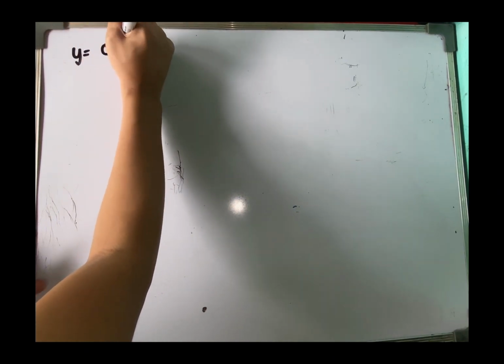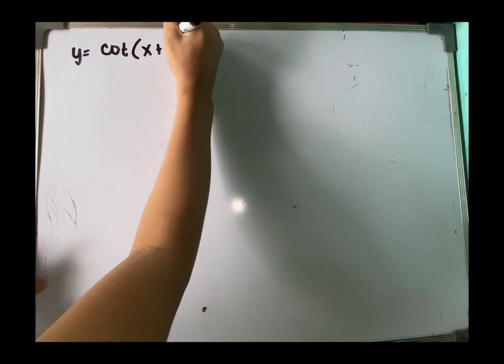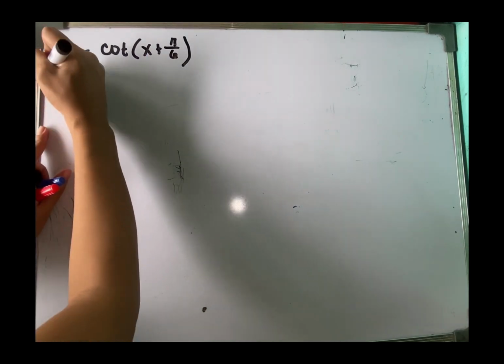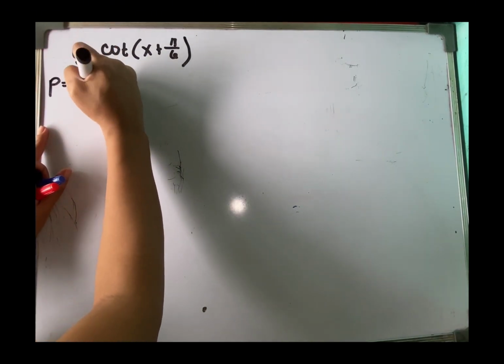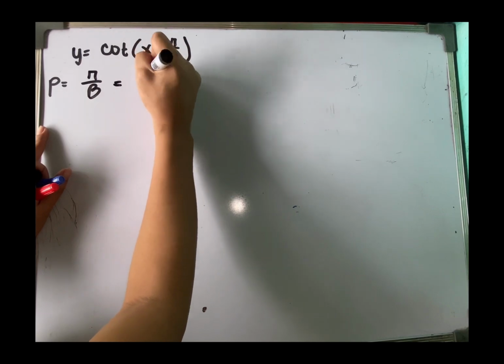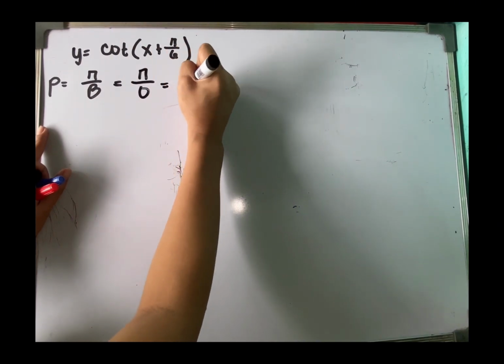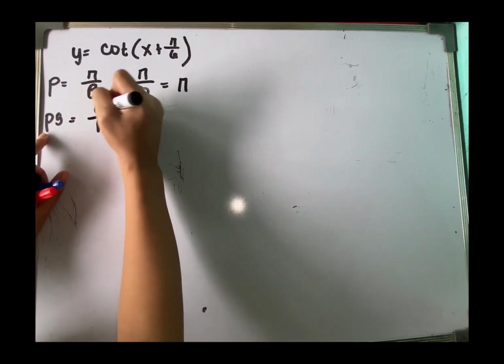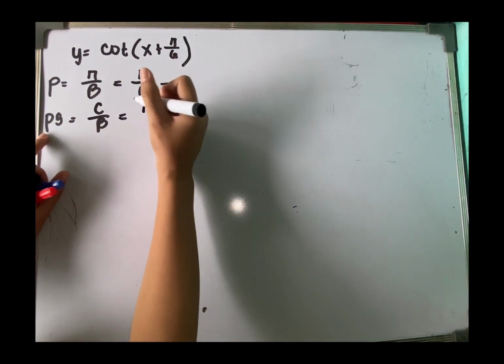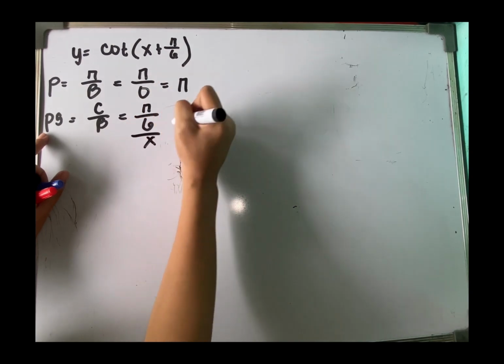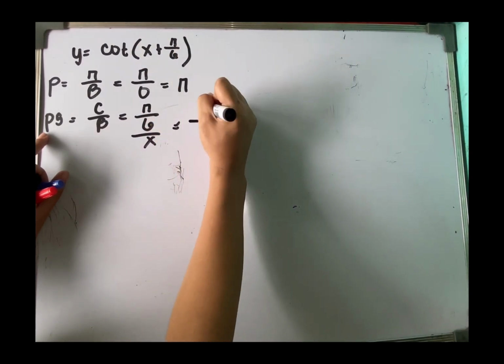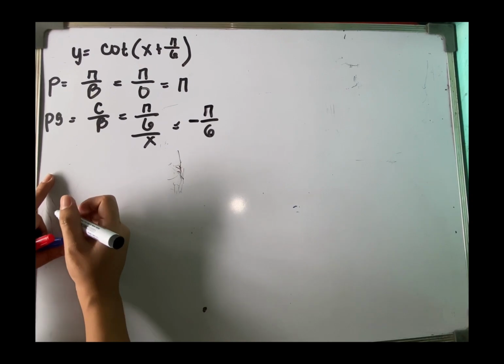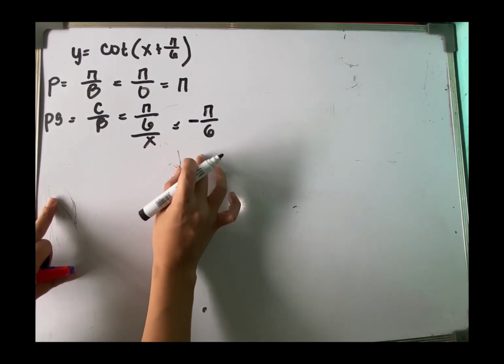So we have here y is equal to cotangent of x plus pi over 6. Same with tangent, we get the period first. Period is pi over b, so we have pi over 1, which is equal to pi. Then the phase shift, we have c over b, so c is pi over 6. Since it's positive, it becomes negative pi over 6. And to get the two asymptotes, in cotangent, we have 0 to pi.